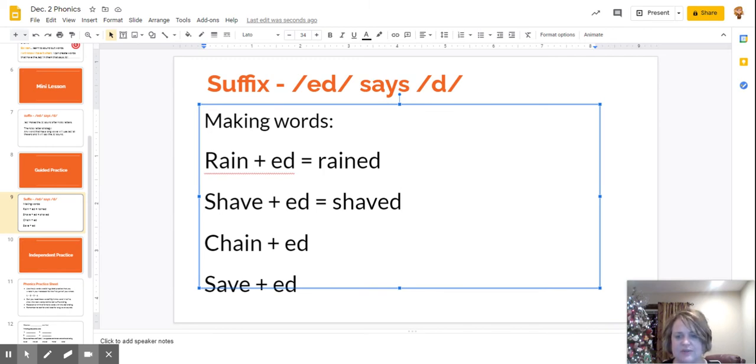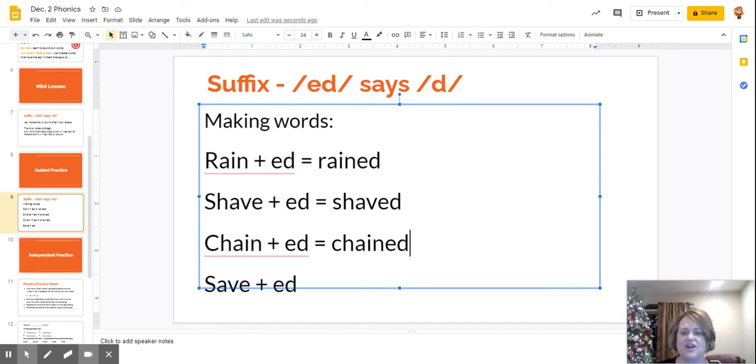Let's go to the next one. Write chain on your board or on your chart, on your paper, whatever you're keeping. And let's add ED to the end of that. So now we have chain plus ED. And the way that we're going to say this is chained. Say it with me, chained.